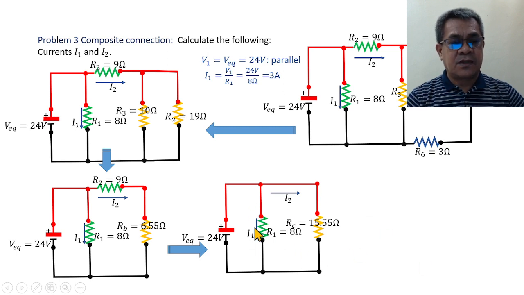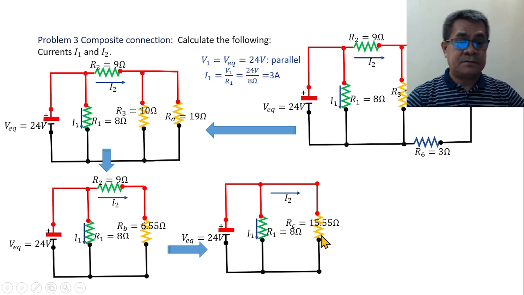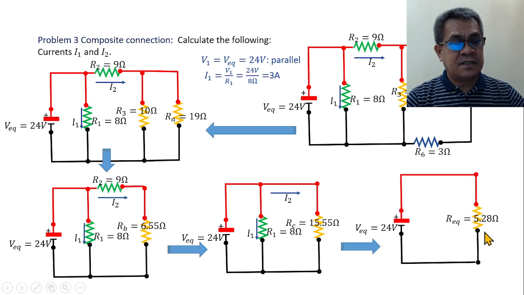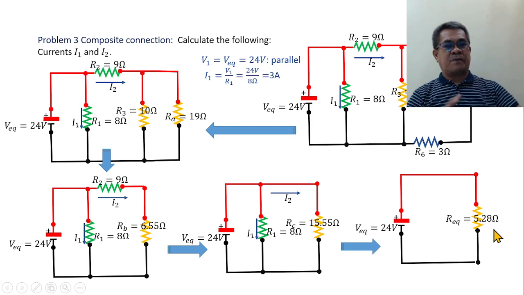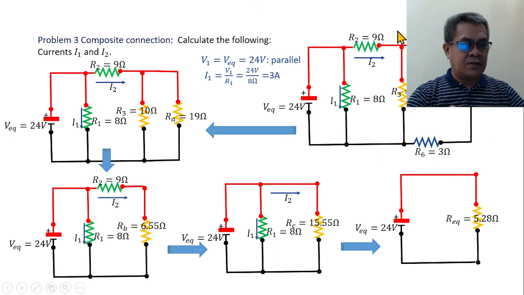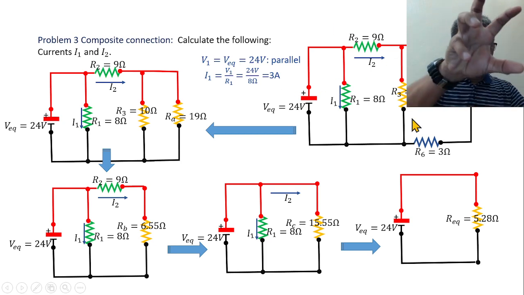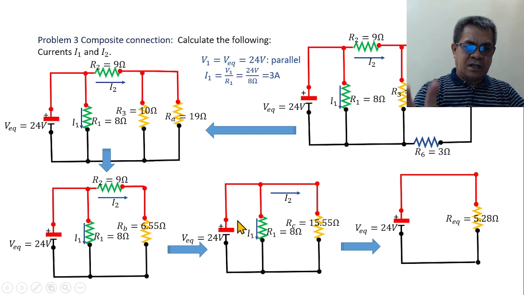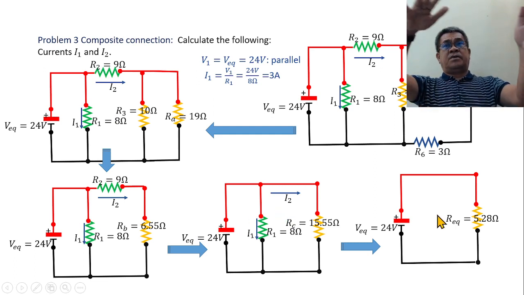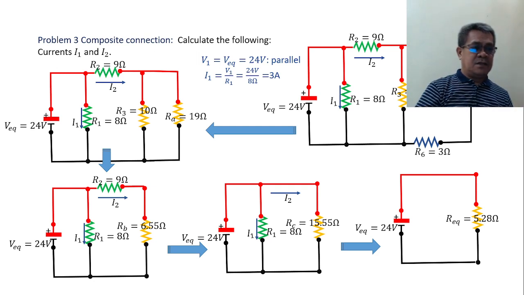A simple parallel, which means that we can combine this by taking the product of the two divided by the sum of the two. And the answer is 5.28. This is now a simple circuit. So from complex, look at the route. We have this complexity, then less complex, then even less, and then we have this parallel, and we have this simple circuit. The idea is bringing the complex into a simple circuit.